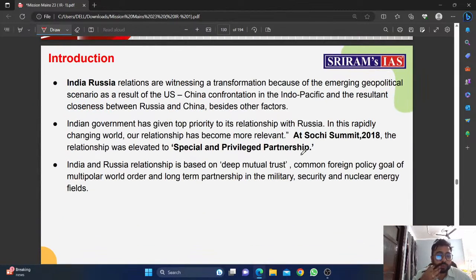So when it comes to India-Russia relation, India and Russia are considered to be old friends. We have a very long friendship. This relation witnessed a transformation because in the present context you can see India is tilting towards USA. On the other hand, you will find Russia integrating more with China. So the Indian relation with Russia is transforming because of the emerging geopolitical scenario.